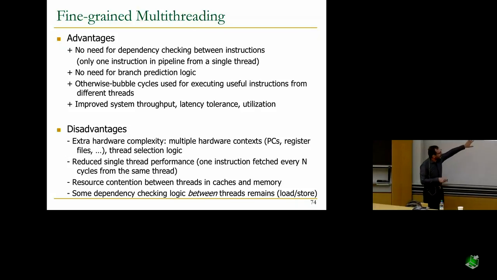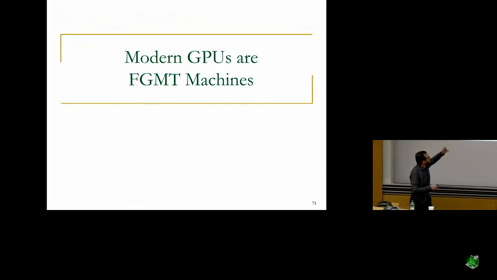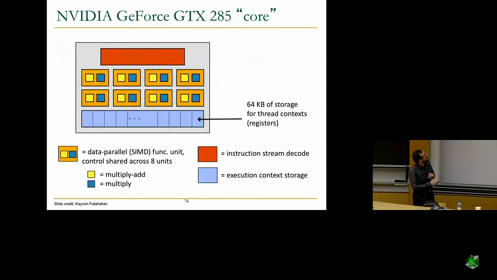So, of course, if your threads are not independent, you still need to do some dependency checking over here. So let me give you an overview of what's coming next. Modern GPUs are actually fine-grained multi-threaded machines. This is an early NVIDIA core. If you look over here, you have huge storage, a lot of registers for different thread contexts.